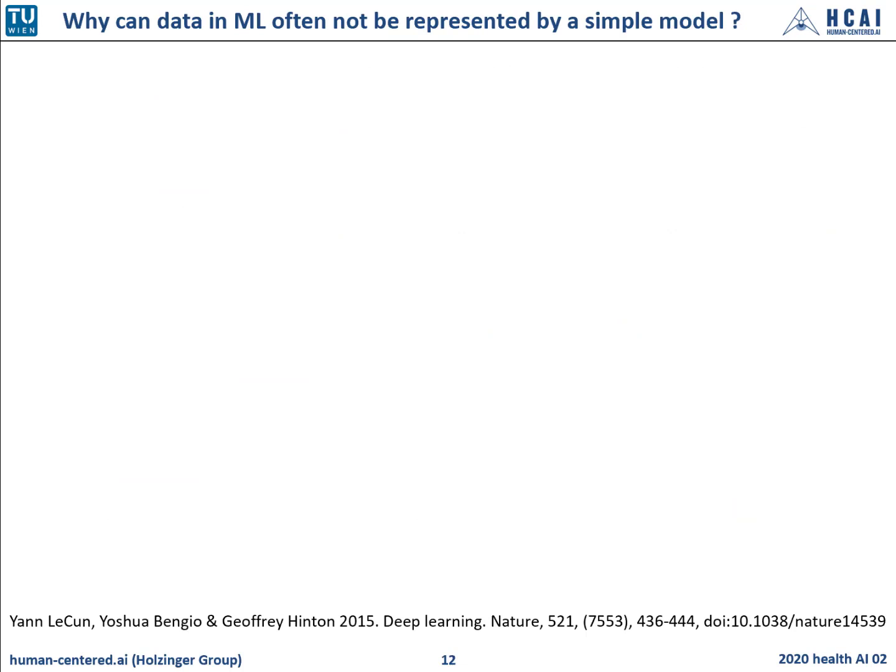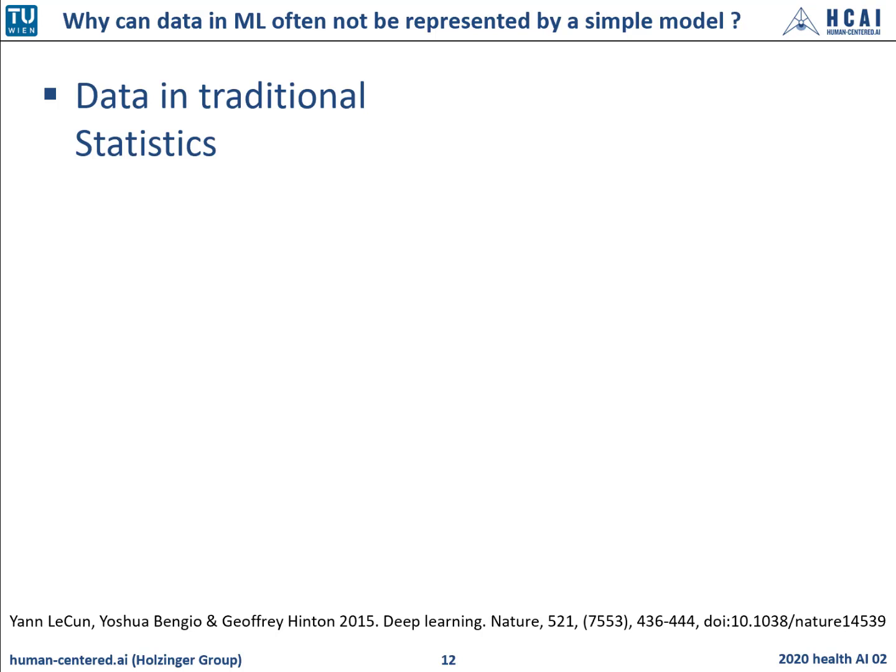So, why can data in machine learning often not be represented by a simple model? In their famous Nature paper, the Turing Award winners LeCun, Bengio, Hinton, you will hear these names quite often in machine learning, the three emphasize how important the focus on data is for machine learning and what the typical differences are when looking at data from traditional statistics and from the viewpoint of modern machine learning. So you see, you have also here two worlds. You have the traditional classical statistics, and you have this kind of modern machine learning.